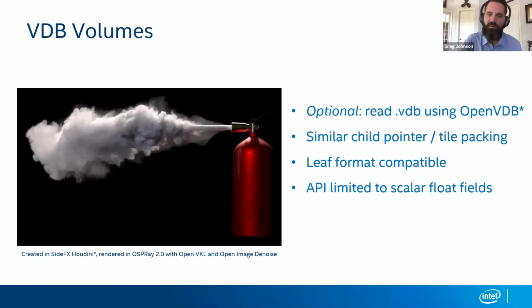So with our VDB support, we also ship a VDB utility library. This integrates directly with OpenVDB and allows for very simple, essentially one-line loading of VDB data sets. One important point is that the leaf format that OpenVKL uses is completely compatible with OpenVDB. So you could pass those pointers directly to VKL, and through our shared buffer objects, VKL doesn't even need to make a copy of those. So it's memory efficient and zero copy. Today we are limited to scalar float fields, but that will likely change in the future.